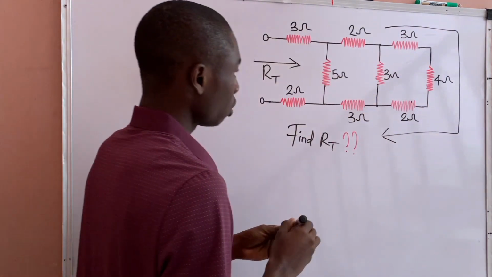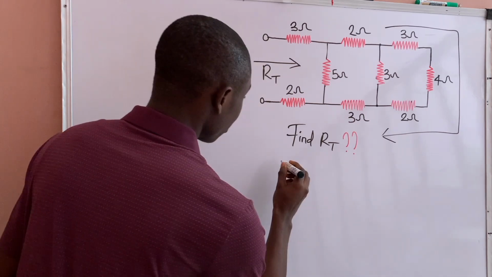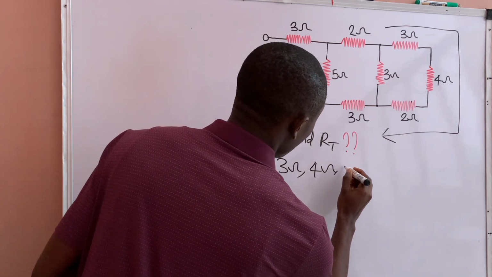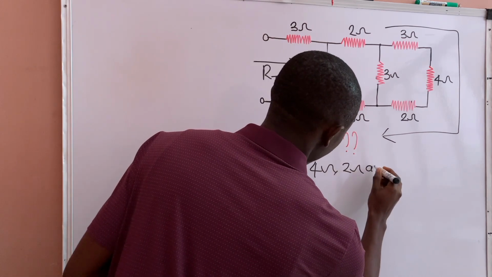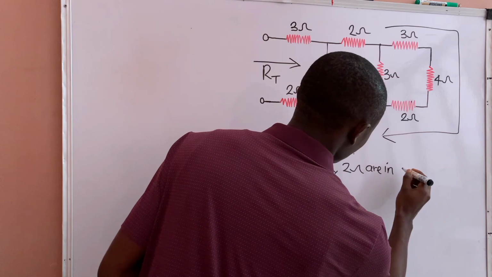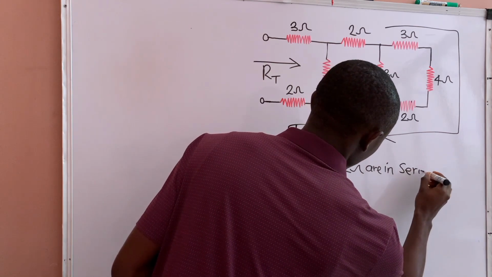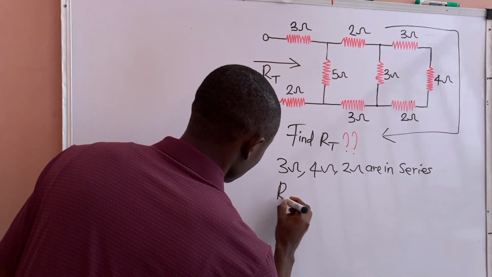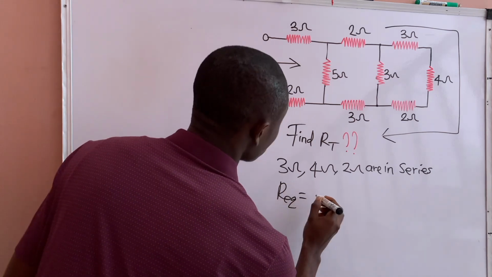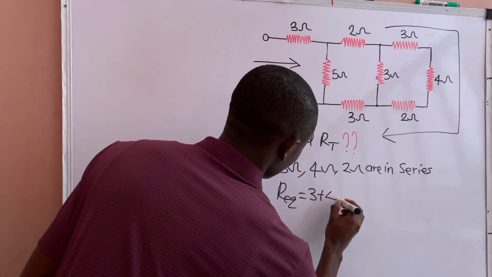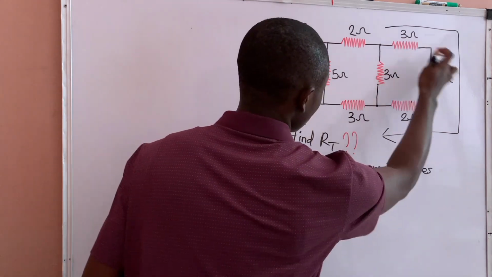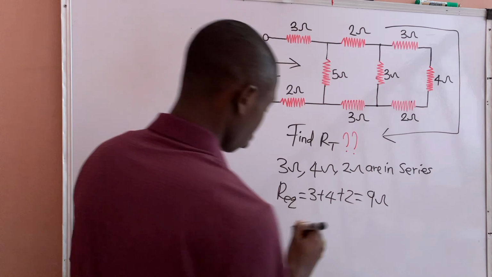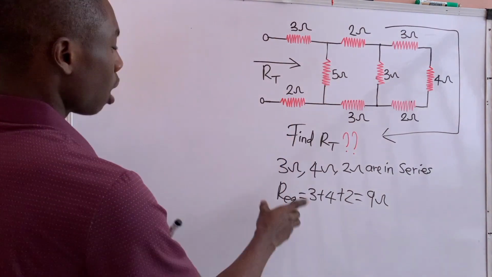Since they are in series, the 3 ohms, 4 ohms, and 2 ohms are in series. So the equivalent resistance will now equal 3 plus 4 plus 2, which equals 9 ohms. So we can now draw the new circuit.